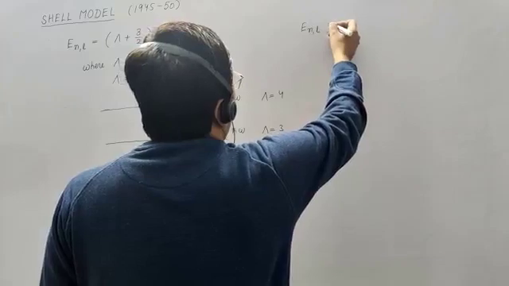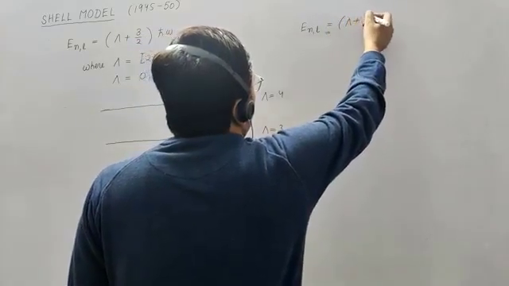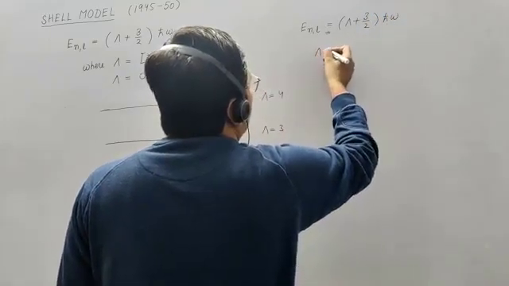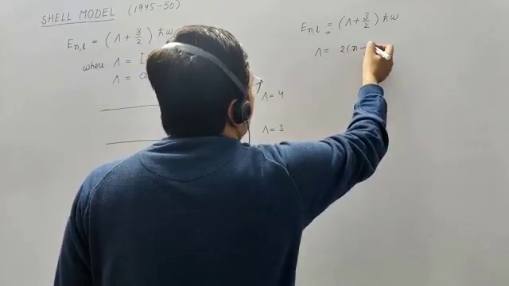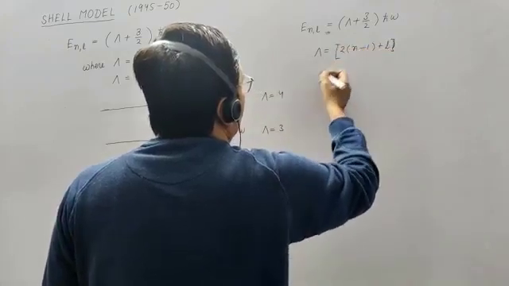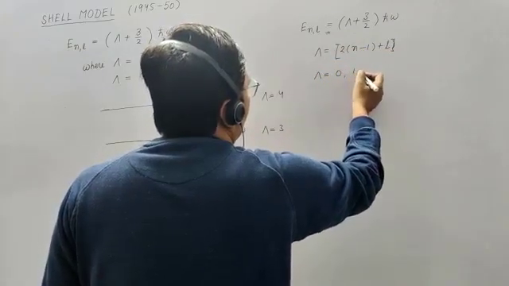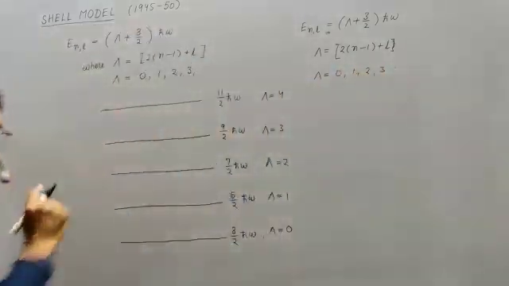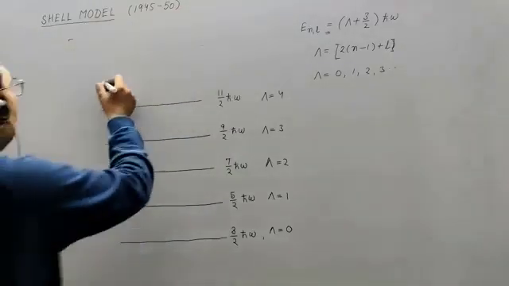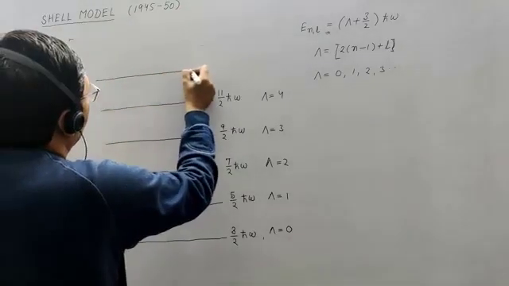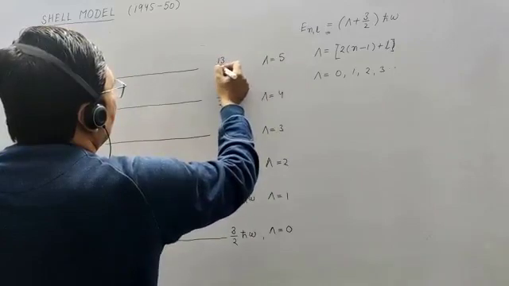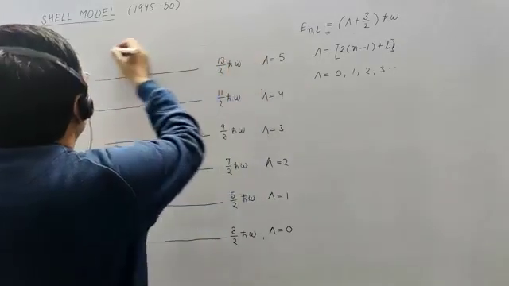E_nl will be equal to lambda plus 3 by 2 h cross omega, where lambda is 2 times (n minus 1) plus L. This is the value of lambda, and lambda can have value 0, 1, 2, 3 like this. So I am removing this. The next energy level will correspond to lambda equal to 5. This will be 13 by 2 h cross omega.